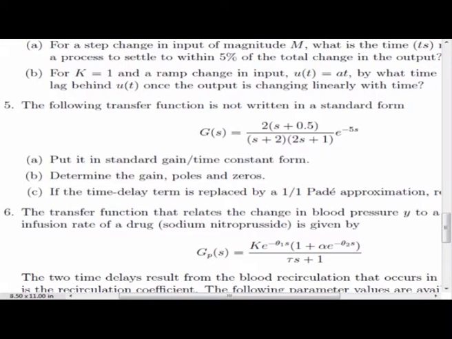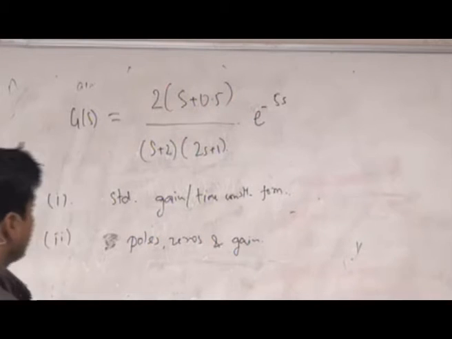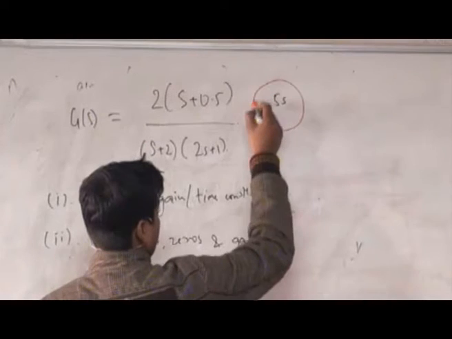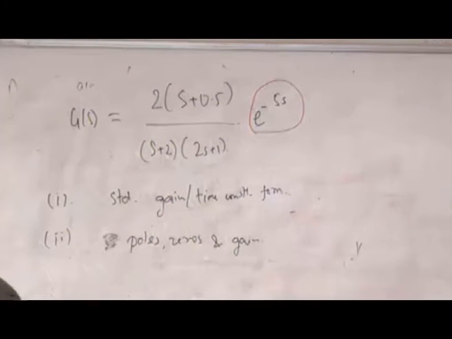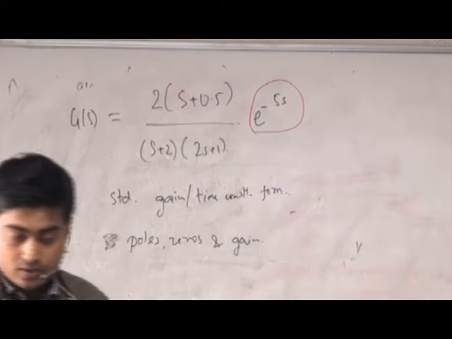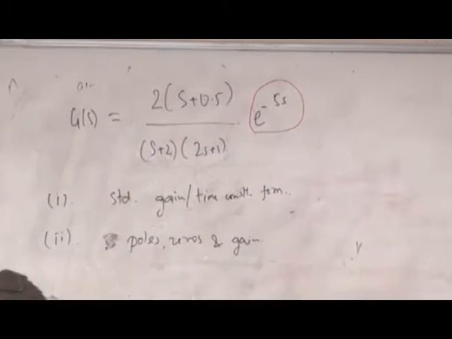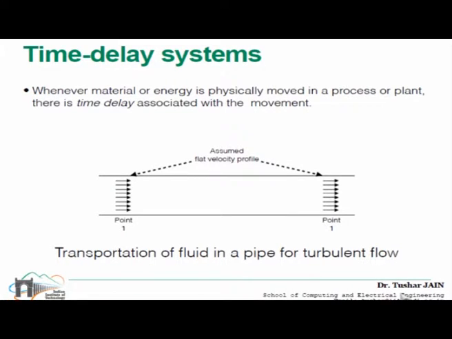So I am not going to solve this for you, that is, how you can put this into the standard gain time constant form. But I would rather be interested in what effect this exponential factor will bring into the response of the system. Okay, so now moving further with the time delay system. By the way, as a hint to the previous problem, you will notice that there is a pole zero cancellation if you try to transform it into the standard form.